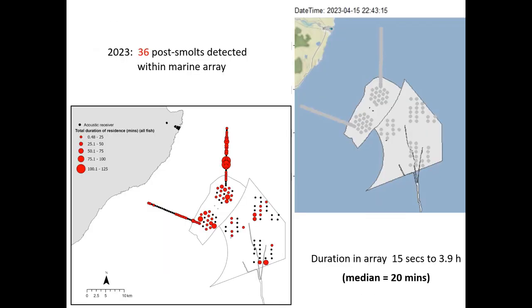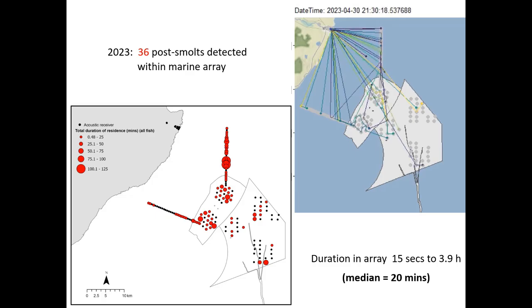Most smolts that left Wick Bay, 36 were detected in the wider marine array. In the bottom left-hand corner there, it's the total duration of residency events in the bubble plot. They spent a relatively small amount of time within the array, between 15 seconds and 3.9 hours. You'll see in the top right, this is an animation of the individual post-smolt tracks, and while some individuals passed directly through the array, there were also individuals that showed more complex behaviours, moving south and north again, or east to west.